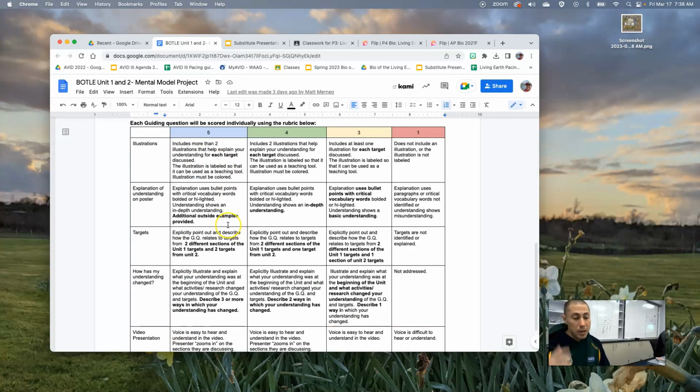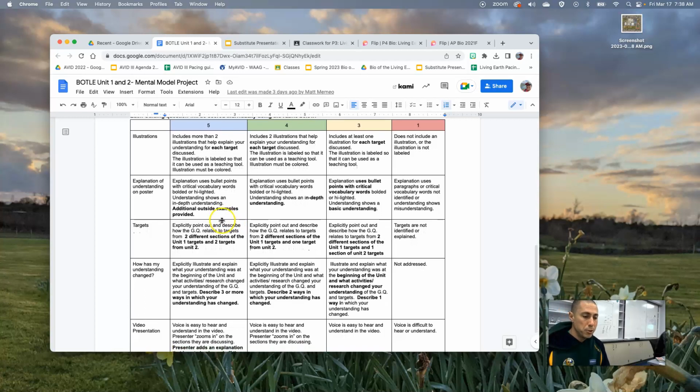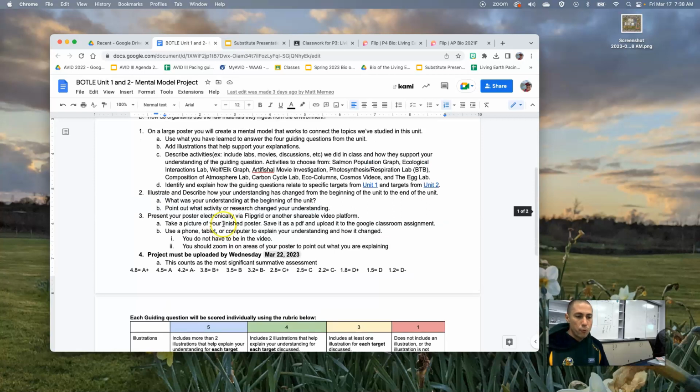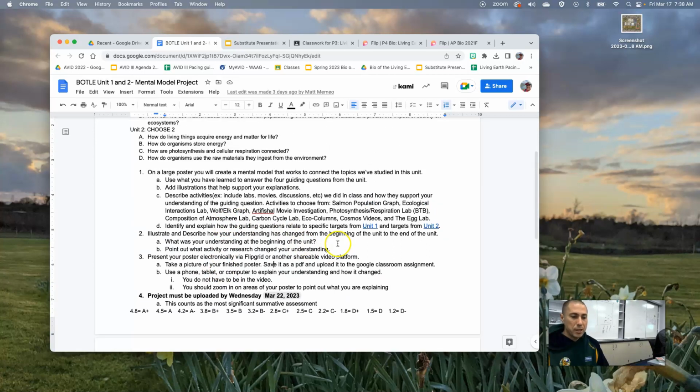On the back, there is a rubric. I'm not going to spend my time reading through this rubric, but you should. It highlights it out very, very carefully. Read through that carefully. It tells you exactly what you want.